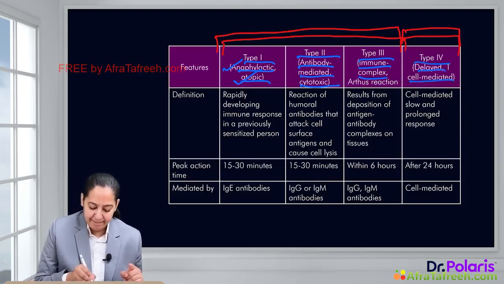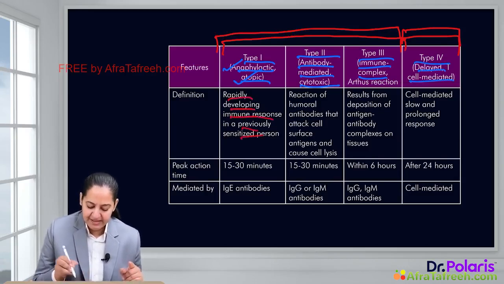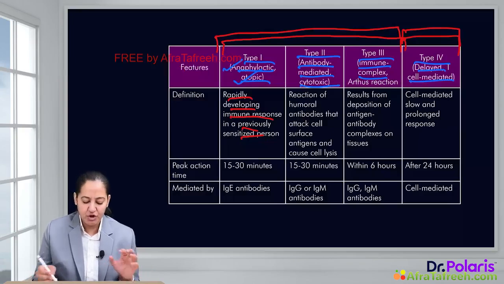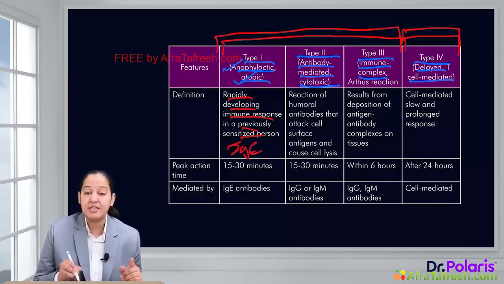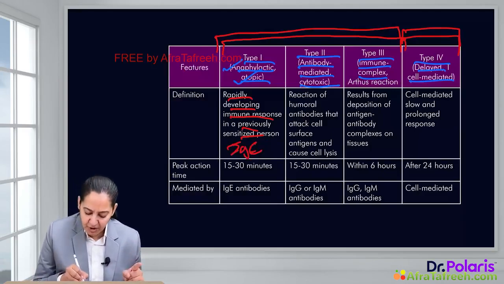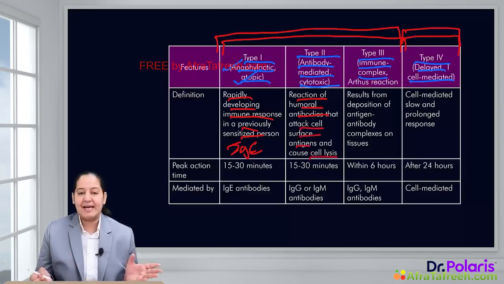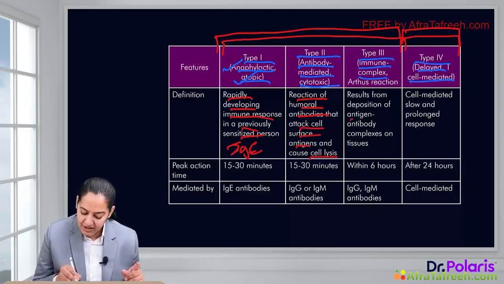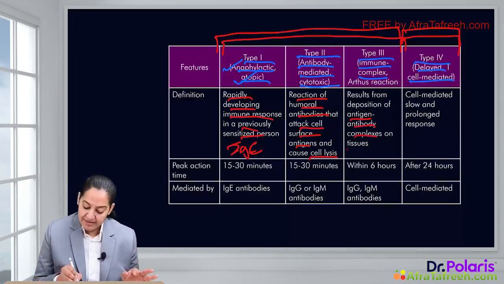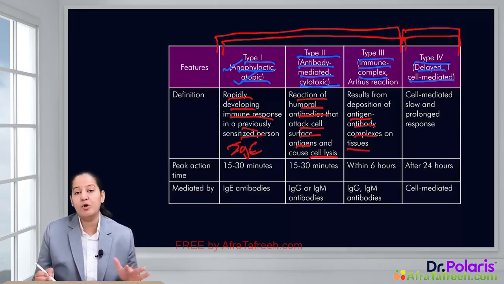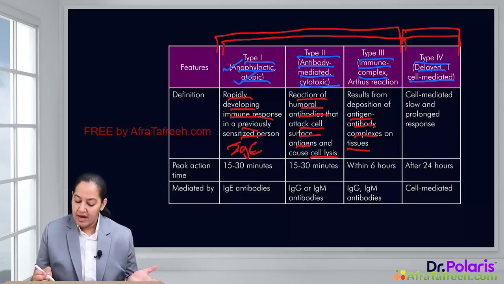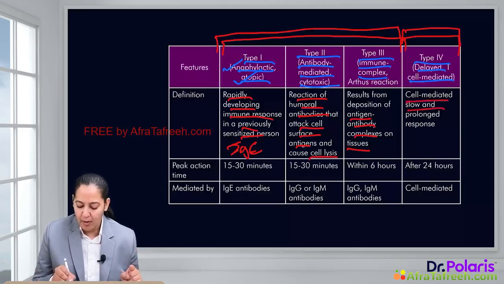In type 1, there are rapidly developing immune responses in a previously sensitized individual. That is the mechanism in short, and the main antibodies here are IgE antibodies. In type 2, there is a reaction of humoral antibodies that attack the cell surface antigen and cause cell lysis. That is, here the antigen is present on the surface of the target cell. In type 3, antigen-antibody complexes are formed, and these complexes deposit on the tissue. Here the antigen is a soluble antigen, and that deposition of antigen-antibody complexes will lead to inflammation of that particular tissue, leading to tissue destruction. And in type 4, it is cell-mediated type, which is slow and prolonged.